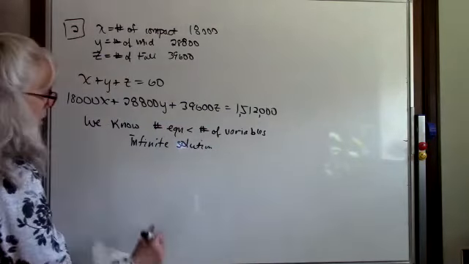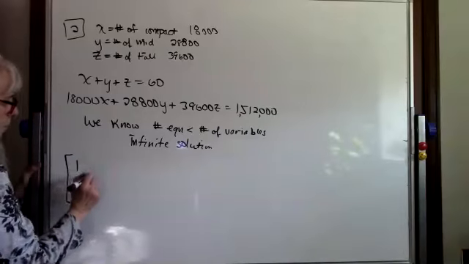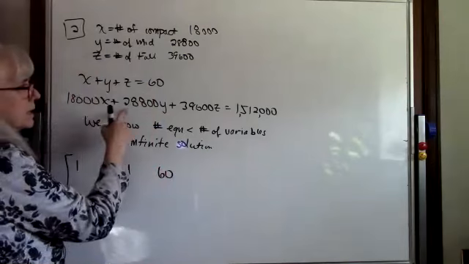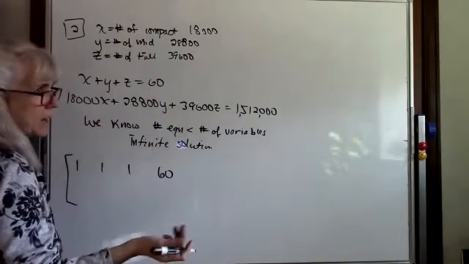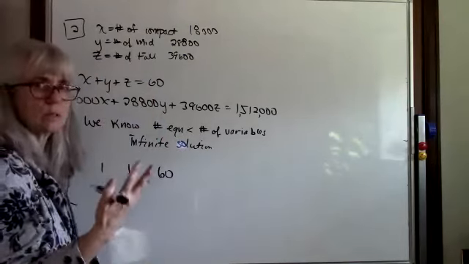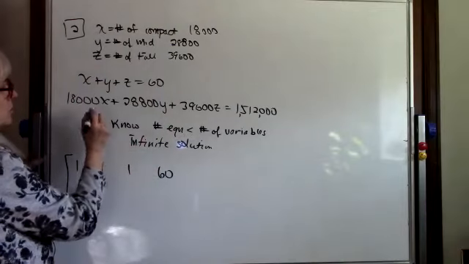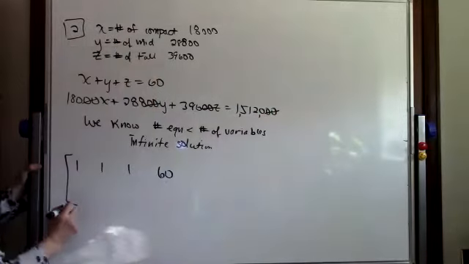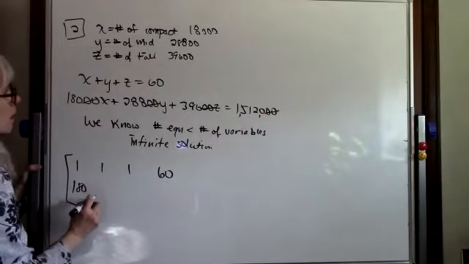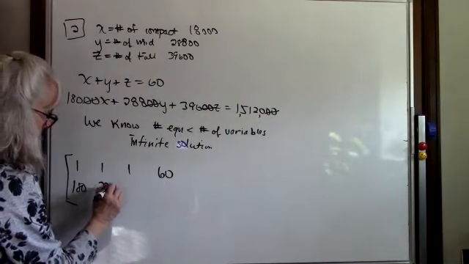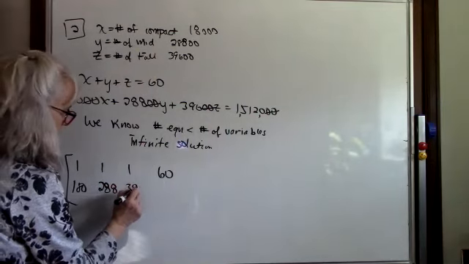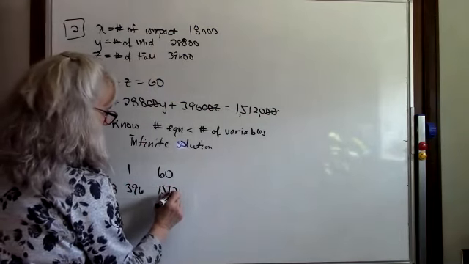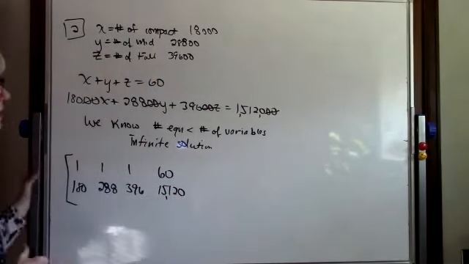So we're going to go into our matrix. I have a 1, a 1, a 1, and the 60. When I go to write the next one in, I'm automatically going to divide everything by 100 to reduce some of the errors that could have come from those larger numbers. So I'm just going to cut off 2 zeros on every single one of those numbers and bring them in. So I have 180. I have 288. I have 396. And then we have 15,120.